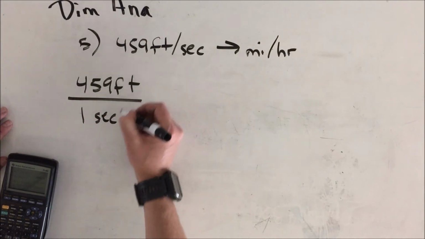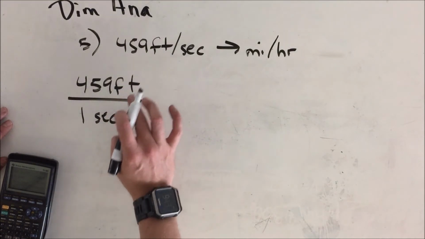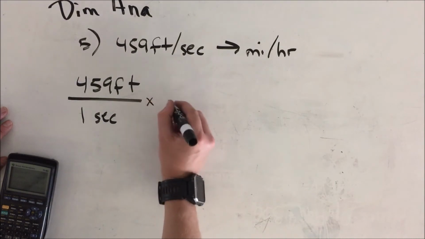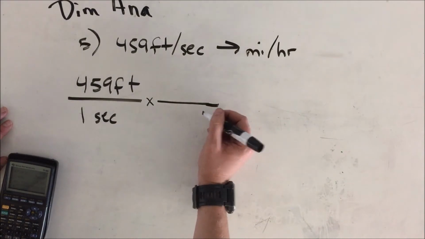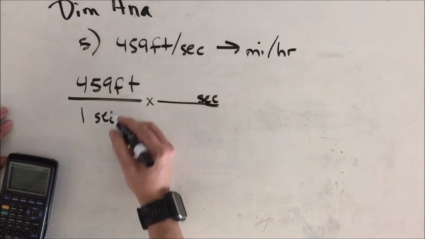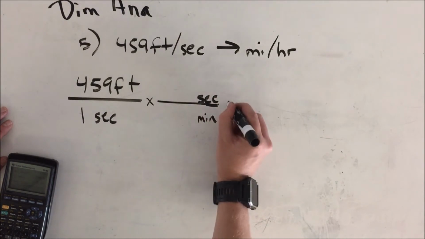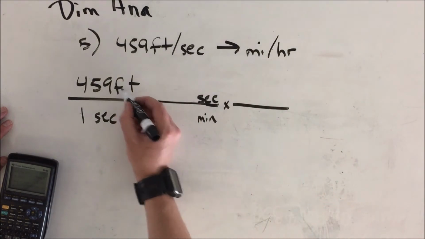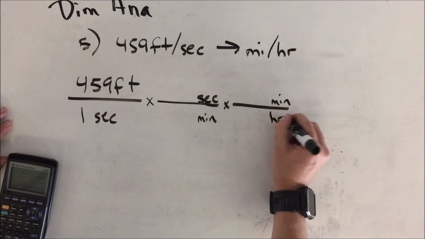Now it does not matter what unit I want to start with canceling out, but I have to choose one, and I cannot cancel out both units at the same time. In this case, just for fun, I'm going to start with seconds. Since seconds is a denominator, I'm going to put it as a numerator to cancel it out. And I know I can go from seconds to minutes. And I'm stuck in minutes right now. I'm technically stuck in feet per minute. And I can go minutes into hours.